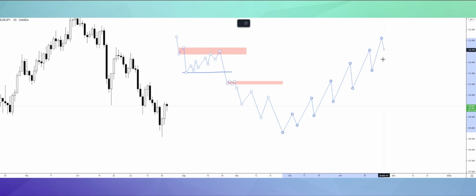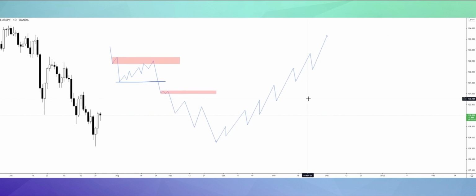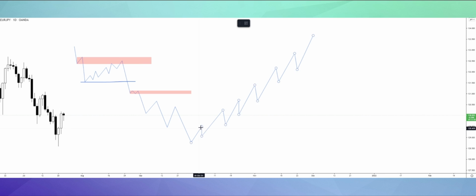So if price continues to do this, I just completely messed it up. Price continues to do this, and what it's doing here is a range. We've got a high, got a low, got a high, got a low, got a high, got a low, got a high, got a low. So every time it's entering a new range.